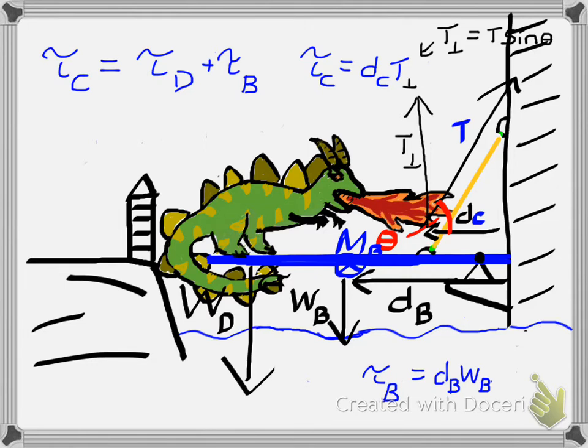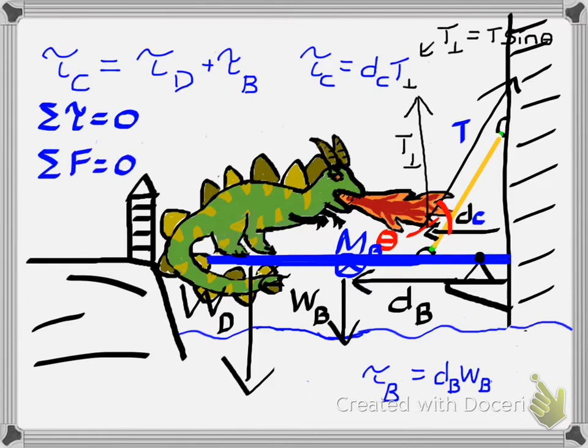And those three torques, the counterclockwise torque of the dragon and the counterclockwise torque of the center of mass of the bridge, are equal to the clockwise torque from the chain. This is because all our torques add up to zero. The clockwise torque from the chain is equivalent to the two counterclockwise torques from the dragon and the center of mass of the bridge.